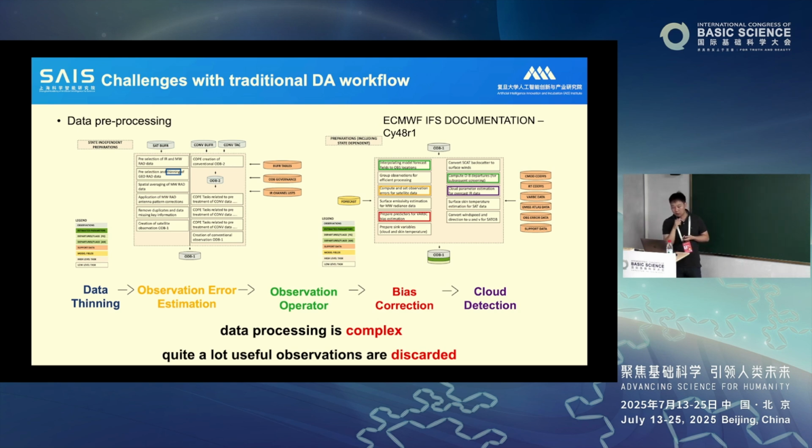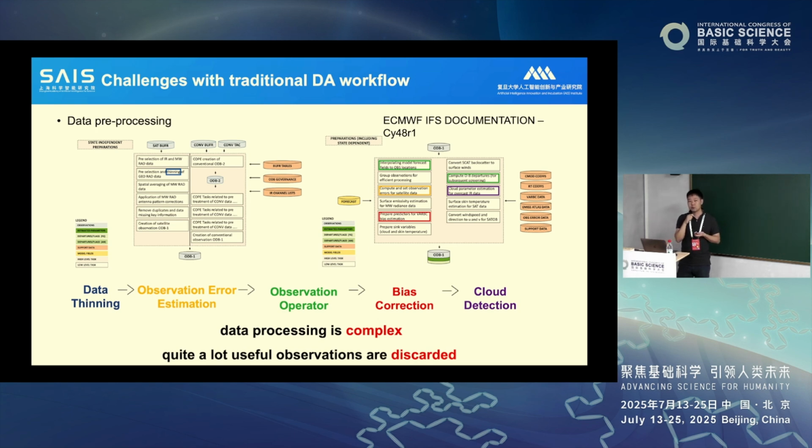But there are also quite a lot of challenges with the traditional data assimilation workflow. For example, a lot of observations have much higher resolution than our forecast model. In China alone, we have more than 50,000 ground stations, and the radar data has a spatial resolution as high as 1 kilometer or even 0.5 kilometer.